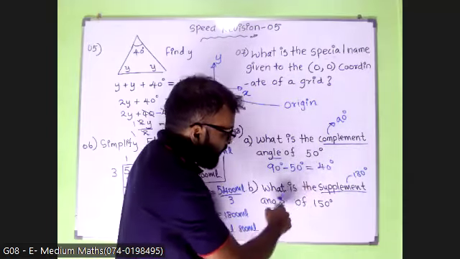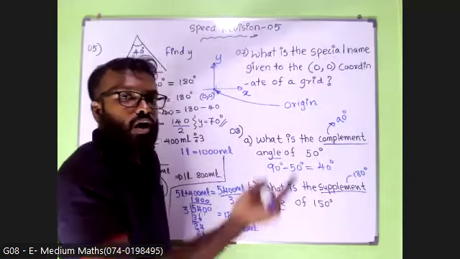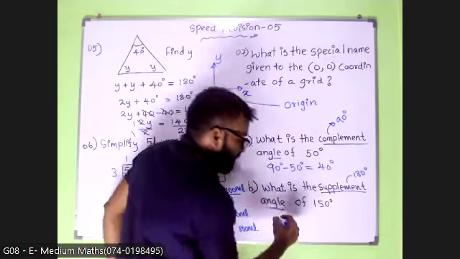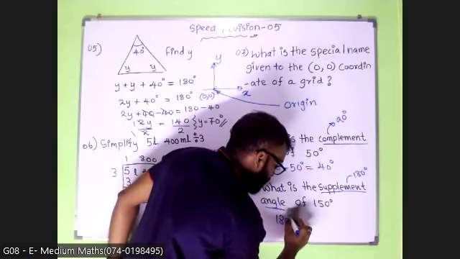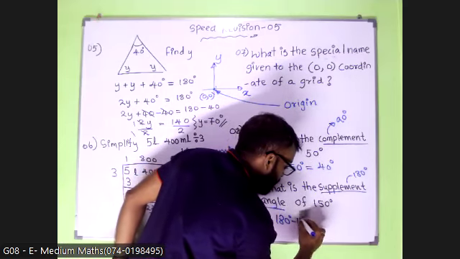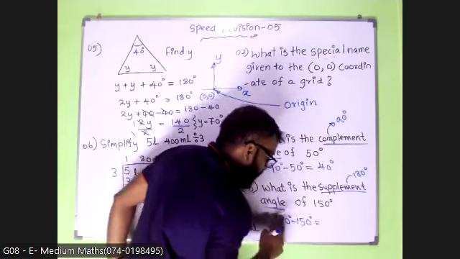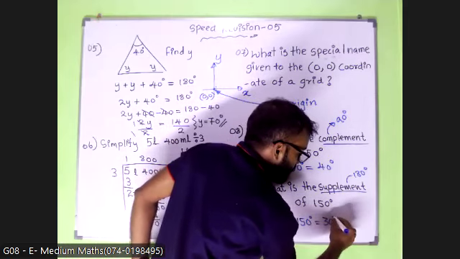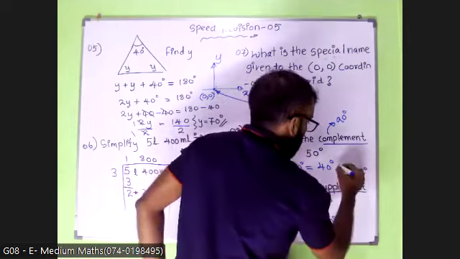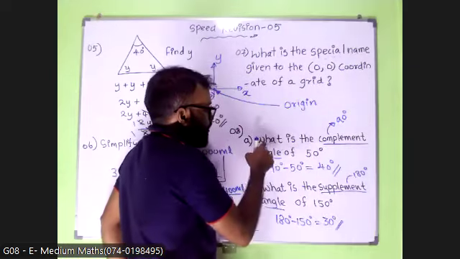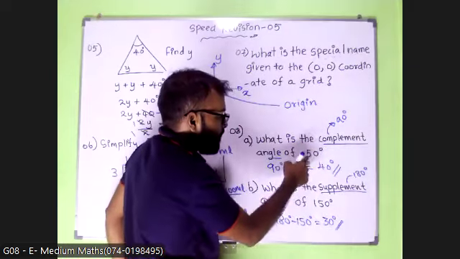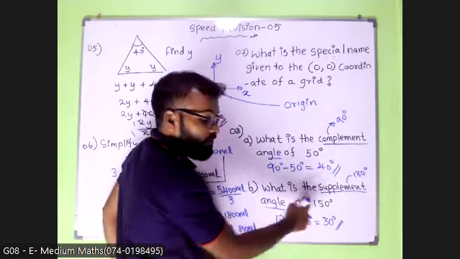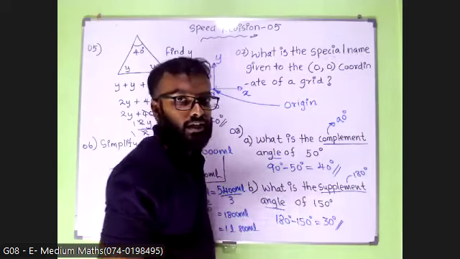What is the supplement angle of 150? You have to subtract 150 from 180. 180 minus 150, you will have 30 degrees. So the complement angle of 50 degrees is 40 degrees, and the supplement angle of 150 degrees is 30 degrees.